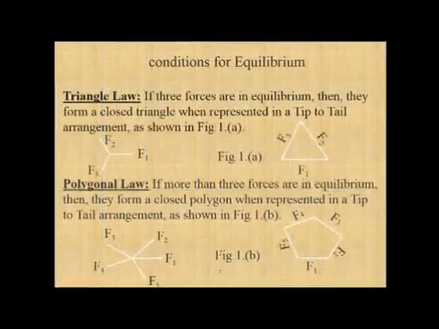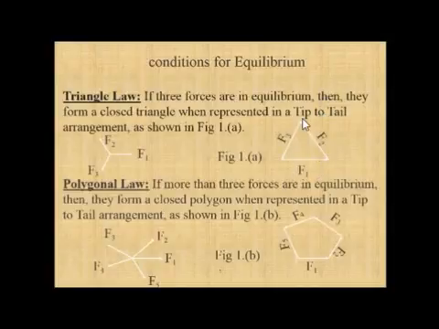Now, what are the conditions for equilibrium? It is given by two laws, the triangle law and the polygon law. The triangle law states that if three forces are in equilibrium, then they form a closed triangle, represented in a tip to tail arrangement. You can see from these figures. This is just the triangle law. That means if three forces are in equilibrium, then they form a closed triangle. Now these F1, F2 and F3 can be rearranged to form a closed triangle in a particular clockwise or anti-clockwise direction.